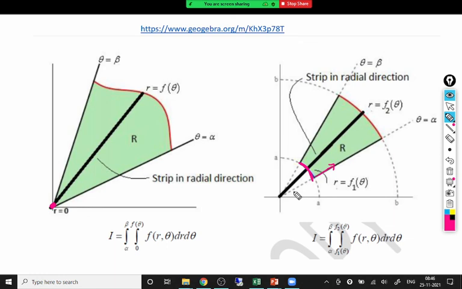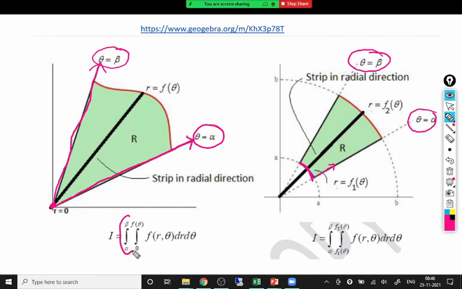In both cases, there is one thing common: the entire region exists between a minimum and maximum angle. So the region is always bounded by the minimum and maximum value of the angle. Right now, theta is alpha and theta is beta. If you draw these two lines, theta equal to alpha and theta equal to beta, the region is completely between them. Because of that, the outer limits are alpha to beta.